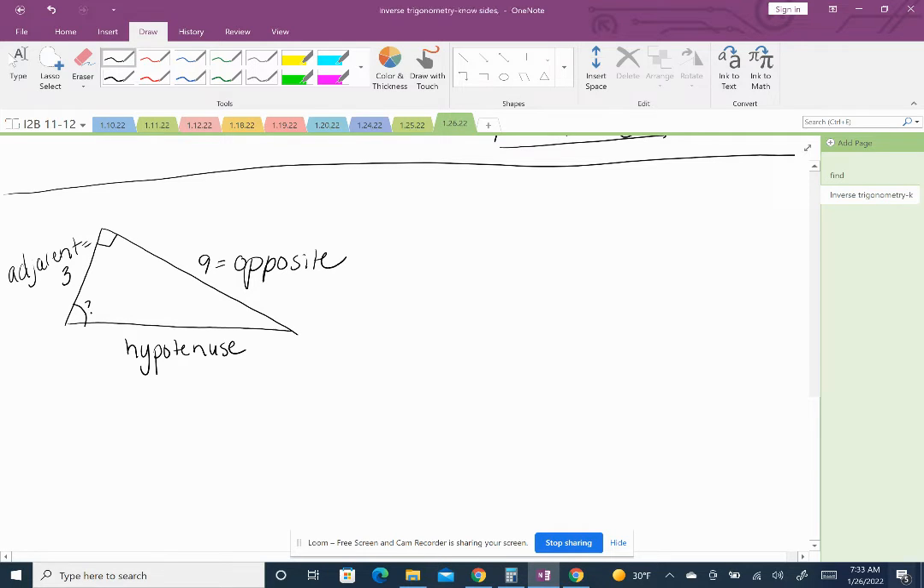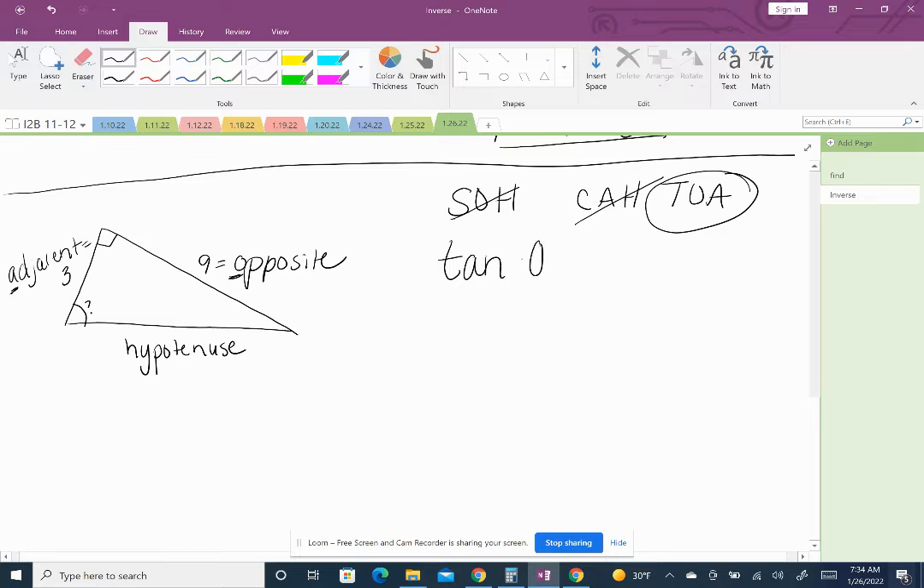Okay, so now what I'm going to do is look at my SOHCAHTOA. I have a value for my O, which is opposite, and I have a value for my A, which is adjacent. So I have OA, the only one would be my tangent. So tangent of my angle is going to equal opposite over adjacent. Okay. So now tangent of my angle is going to equal 9 over 3.